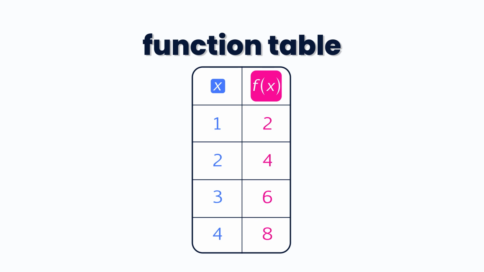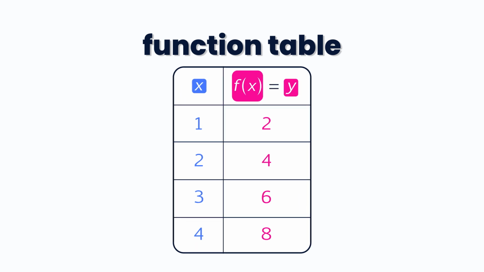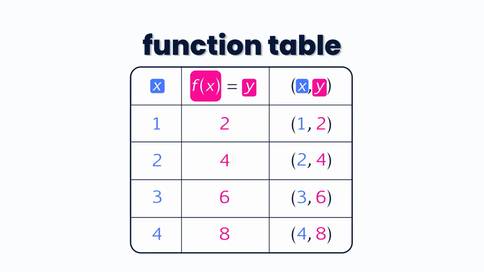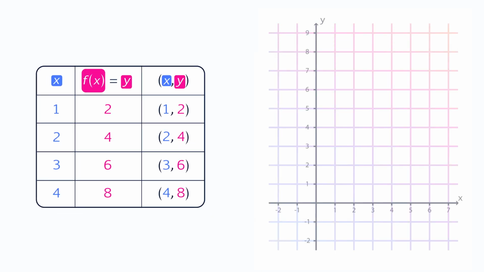A function table like this can be used to create a graph, because f of x is actually a y value. The function table illustrates the coordinates of the graph. It's sometimes smart to make a third column to list the coordinates. These coordinates are points in a coordinate system. The x value is on the first, or horizontal, axis, and the y value is on the second, or vertical, axis. First, you plot the points from the function table like this.